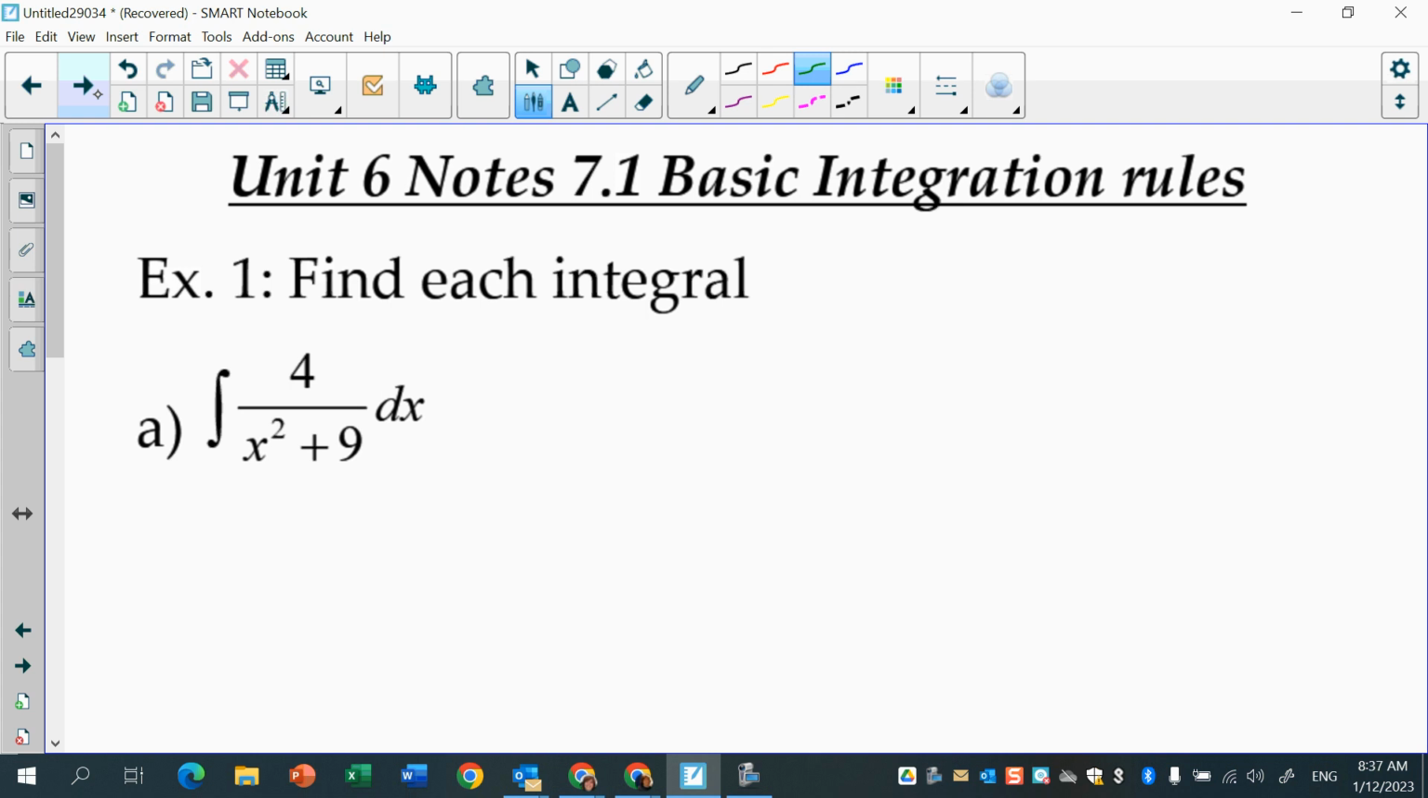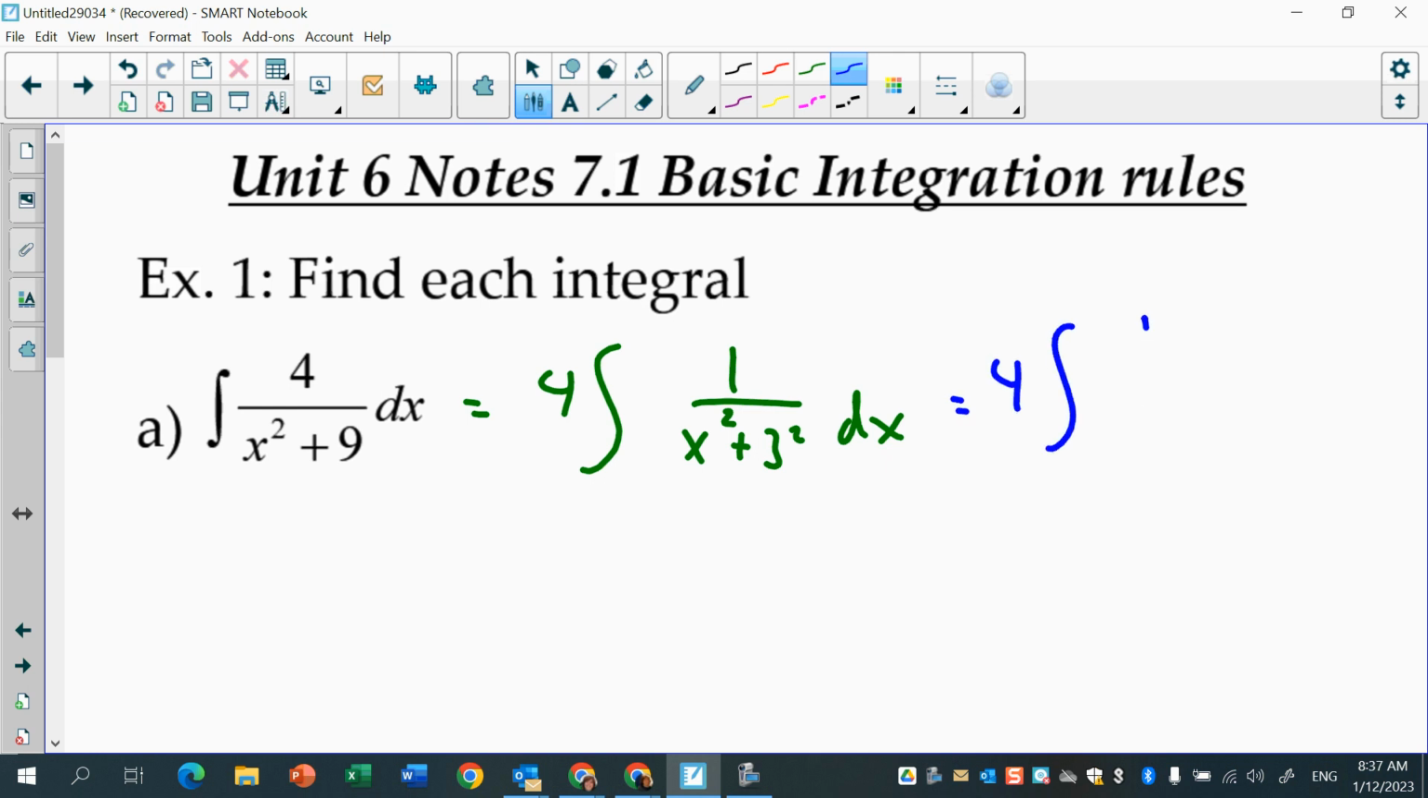All right. The first one I have, this is the first day of notes, and it's reminding ourselves: if I have something, how do I find the integral? Well, this one: the integral of 4 over x squared plus 9. I'm taking the 4 out because I can. I'm going to write this as 1 over x squared plus 3 squared, because then maybe you'll recognize this as inverse trig, and it is inverse tangent. I'm going to write this as 1 over 3 squared plus x squared.